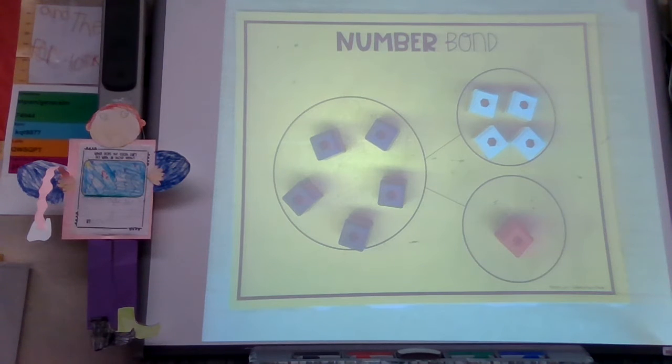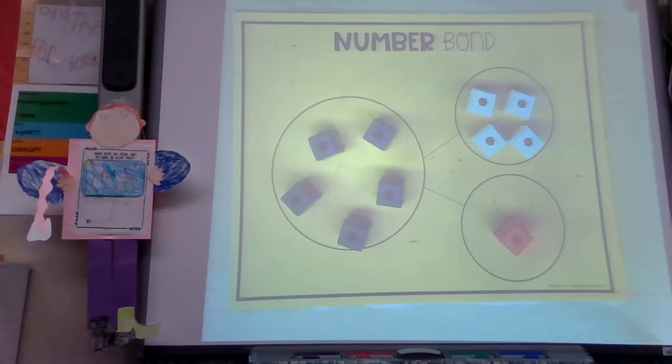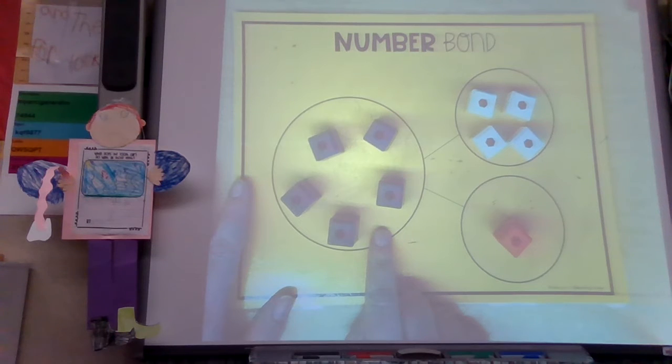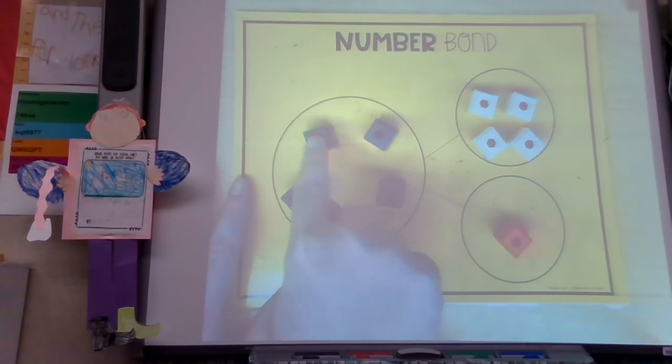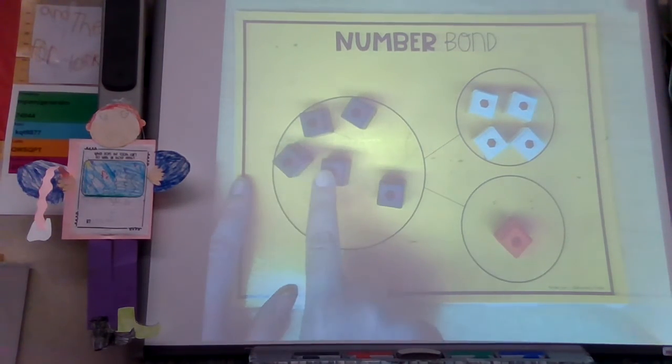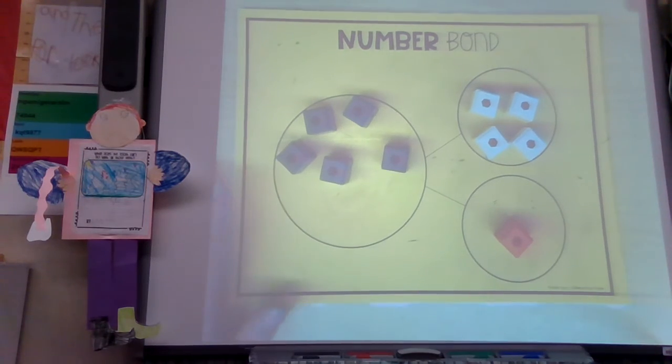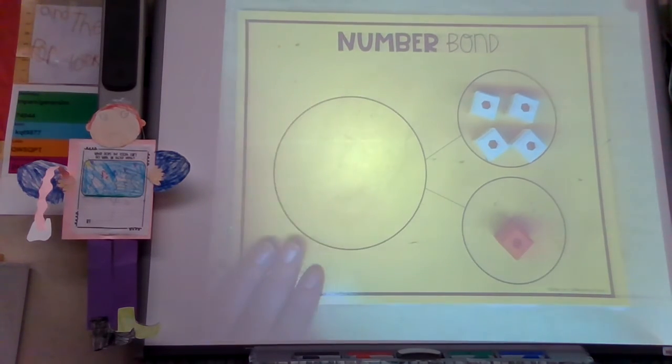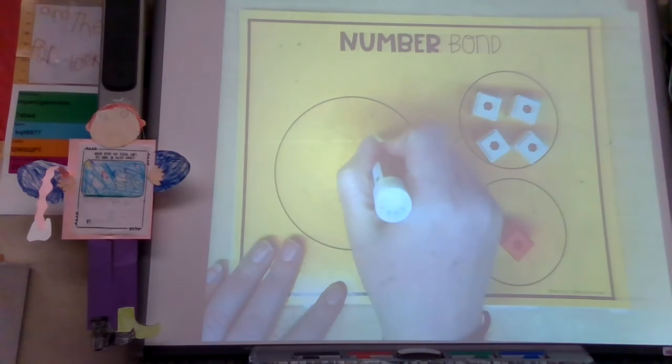Okay, now that we have our information in a picture, we're going to change it into numbers. Let's start with our whole group this time. How many balls do we have for recess? 1, 2, 3, 4, 5. Let's slide that over and write a 5.